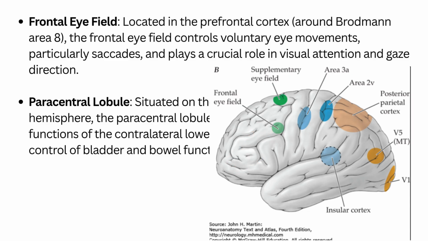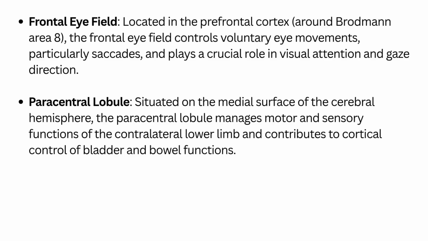This area helps us to fix the gaze. Another major area is the paracentral lobule. This is the area that helps us to control lower limb movement as well as bowel and bladder. We used to do bedwetting because the paracentral lobules were not matured at that time.